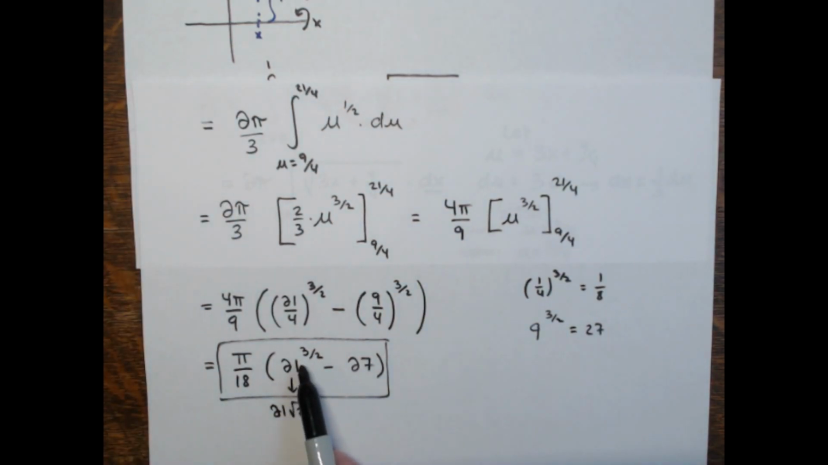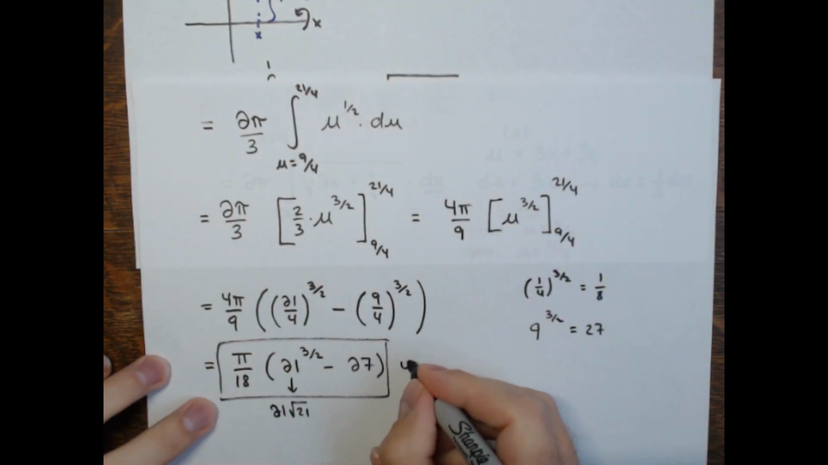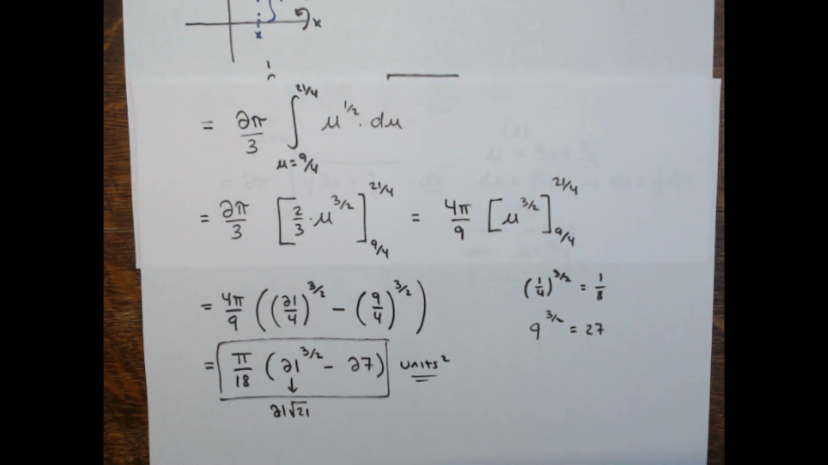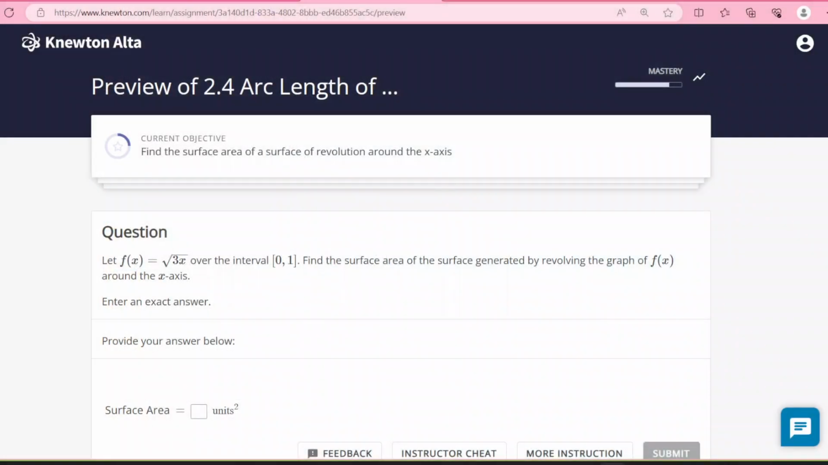They might write it that way because that's 21 to the 1.5, 21 to the first times 21 to the half. They might write that way as well, but I'm going to write it with the 3 halves power. And don't forget, this is square units, right? This is the area of a surface generated by rotating some curve around the x-axis.